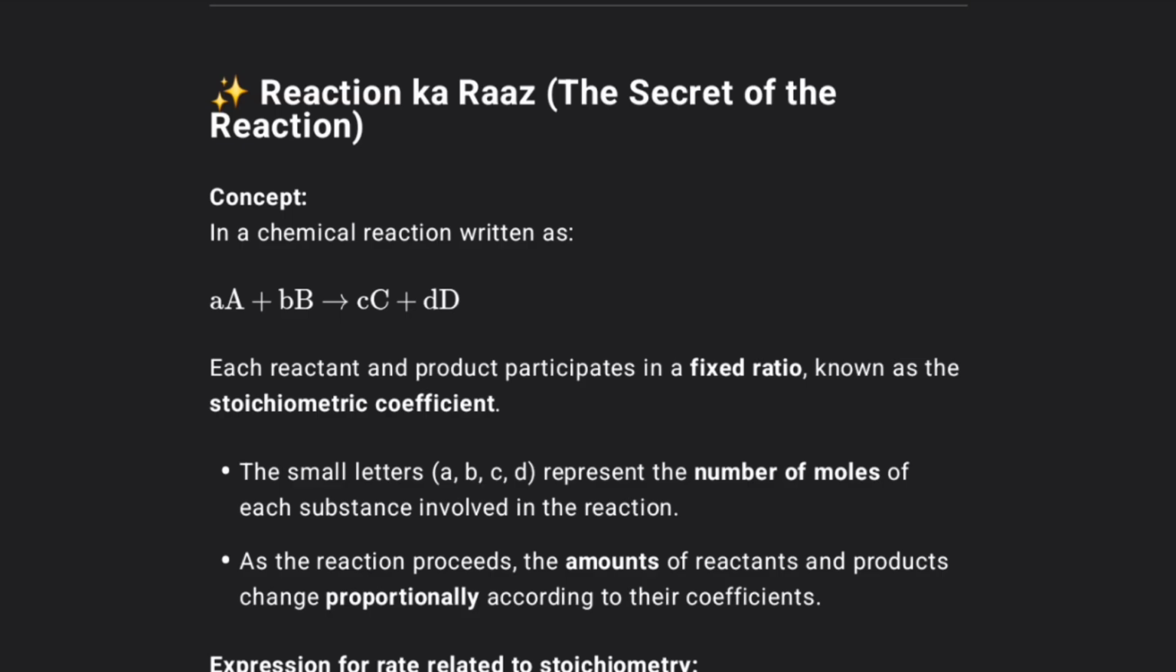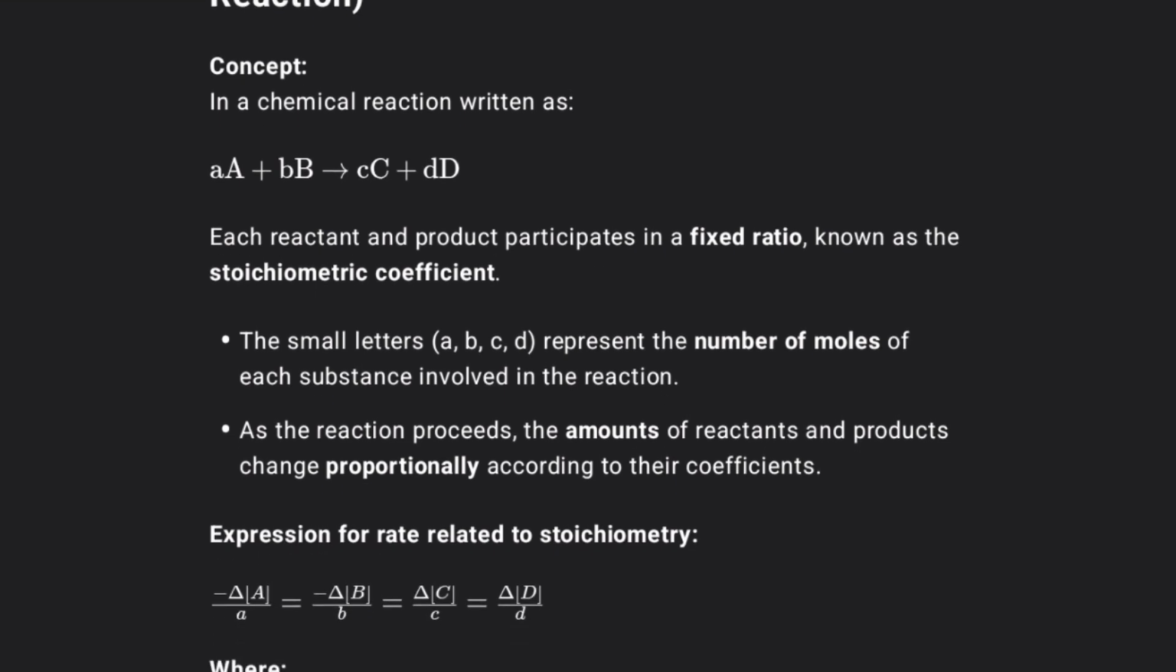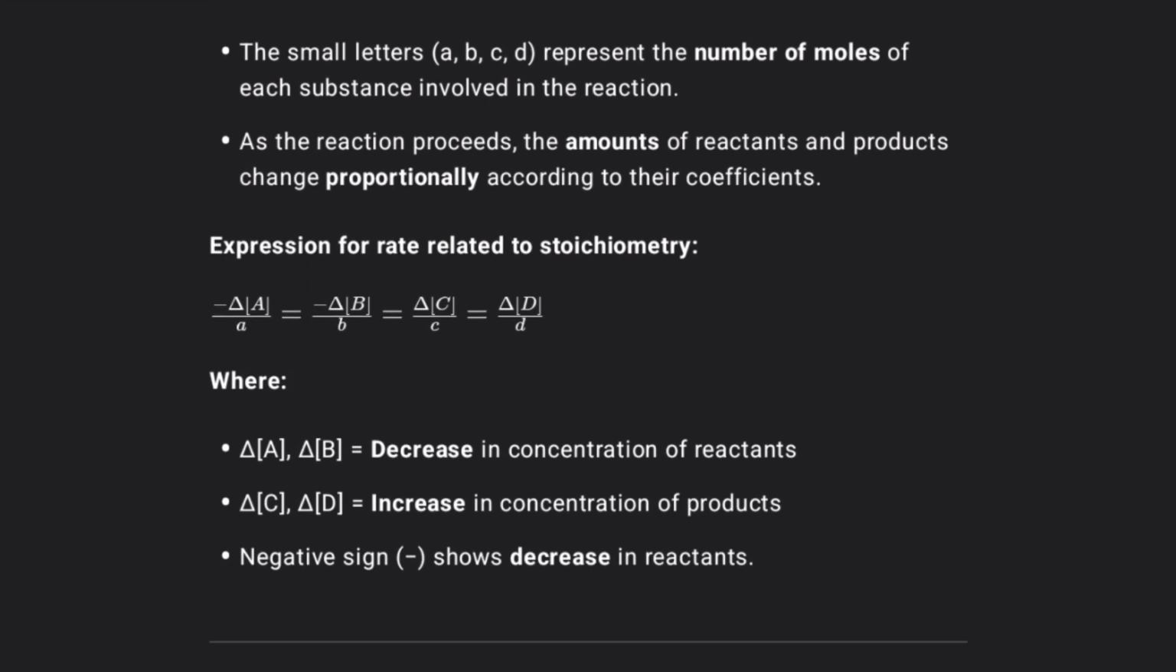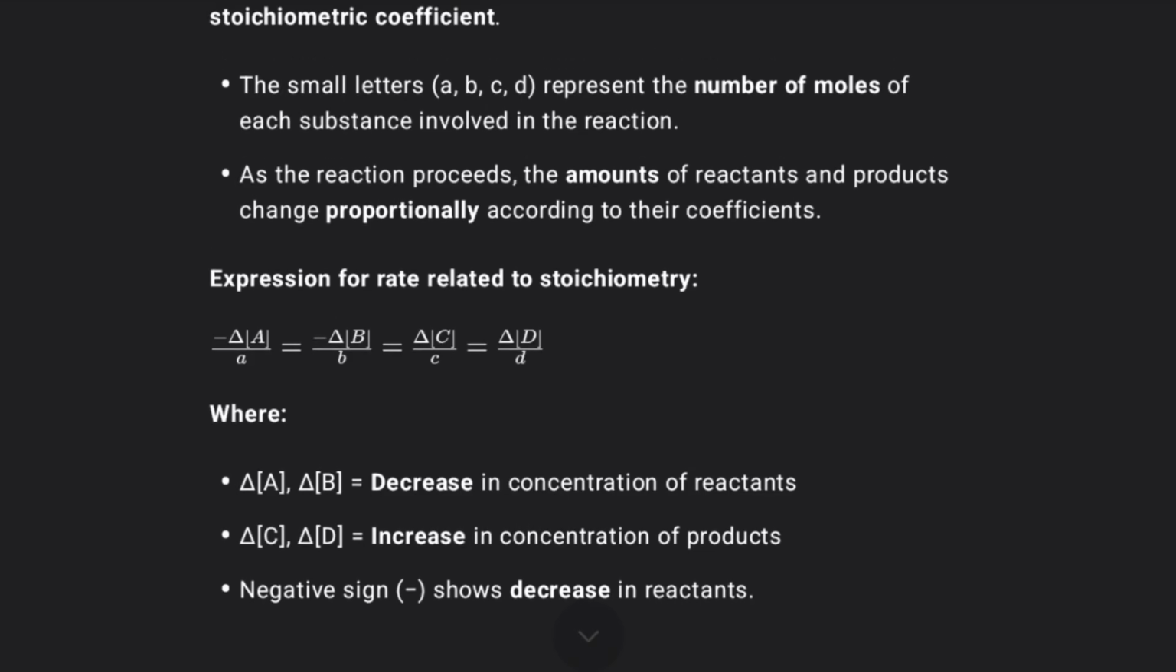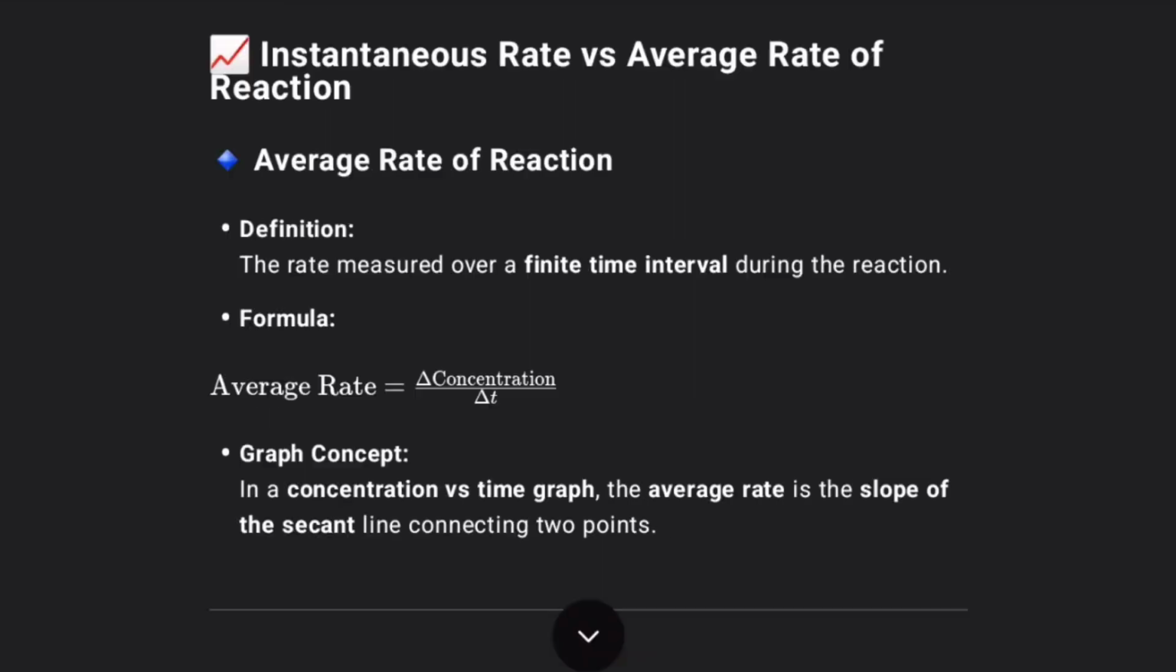Expression related to stoichiometry: rate = −(1/a) Δ[A]/Δt = −(1/b) Δ[B]/Δt = (1/c) Δ[C]/Δt = (1/d) Δ[D]/Δt, where Δ[A], Δ[B] equal the decrease in concentration of reactants, and Δ[C], Δ[D] equal the increase in concentration of products. The negative sign shows the decrease in reactants.